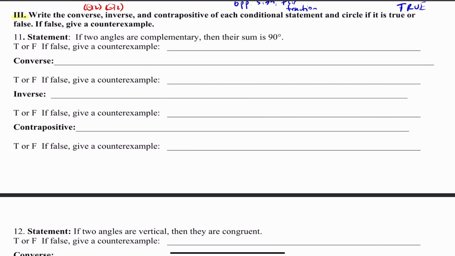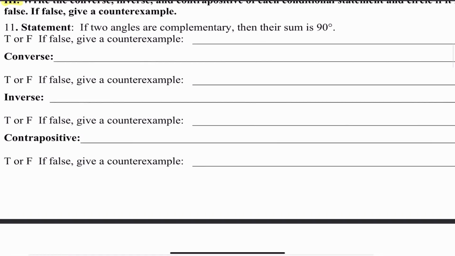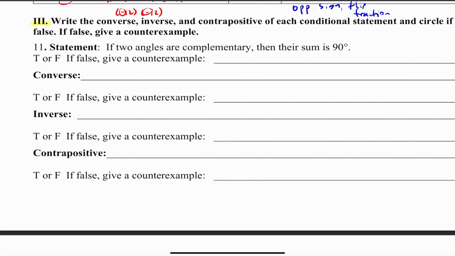All right, part 3. Write the converse, inverse, and contrapositive of each conditional statement and circle if it is true or false. If false, give a counterexample. Okay, so if two angles are complementary, then their sum is 90 degrees. And by the way, the statement that's given to you is our conditional. And remember, a conditional is in the form if P, then Q. Okay, so again, if two angles are complementary, then their sum is 90 degrees.